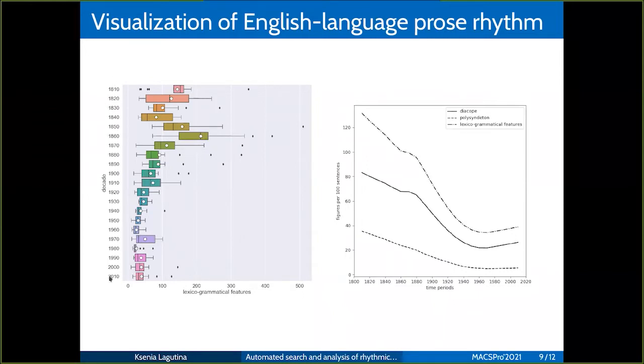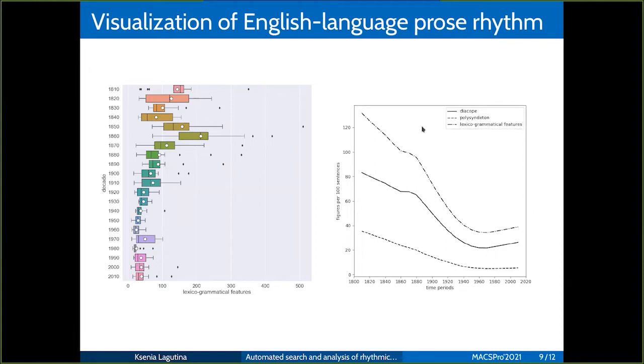On the y-axis you can see the decades. So we can see in the 19th century there are more lexicogrammatical features than in our centuries, and the plot confirms it with statistics. We can see the number of figures per 100 sentences of all lexicogrammatical features, and the plots for the most popular lexicogrammatical features, diacope and polysyndeton.